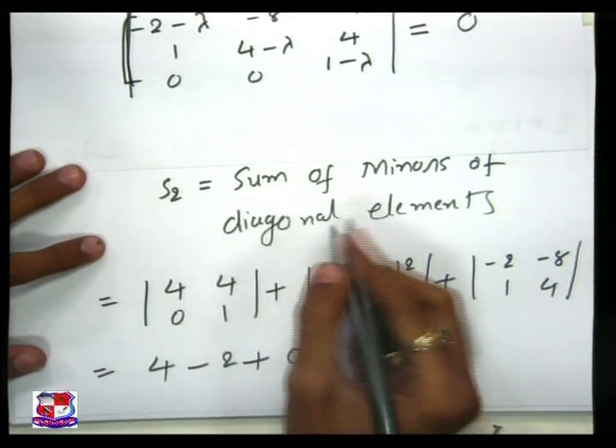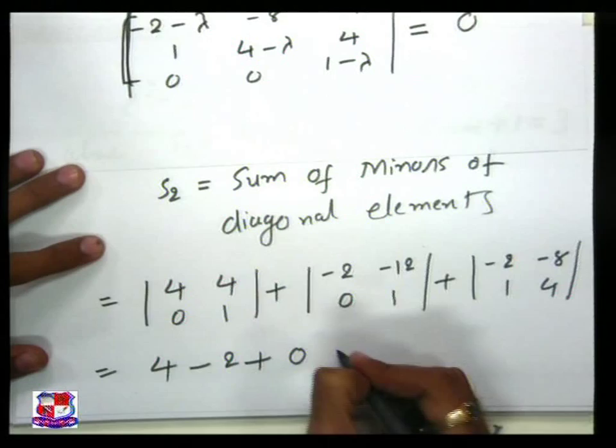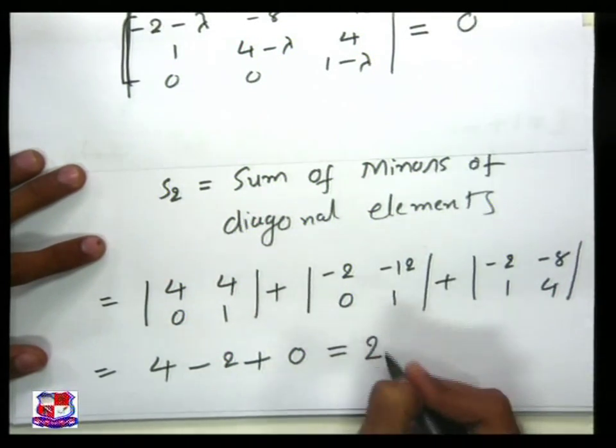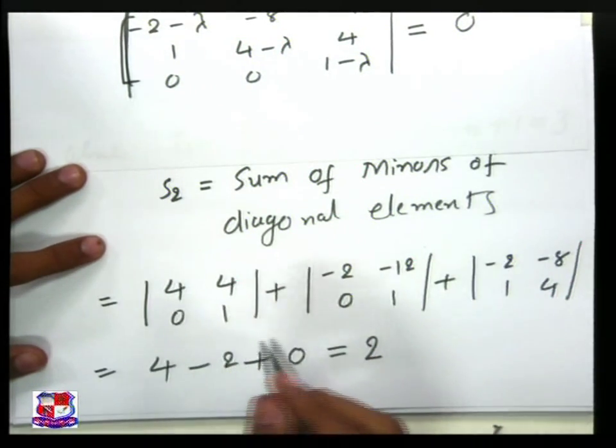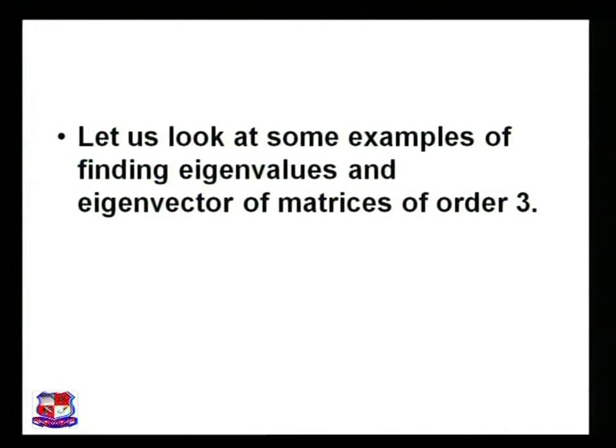So the sum of minors of diagonal elements is 4 minus 2 plus 0, that is equal to 2. This is the value of S2. Now S3 is the determinant of A. We all know how to find the determinant for the given matrices, so I am not wasting time on it.